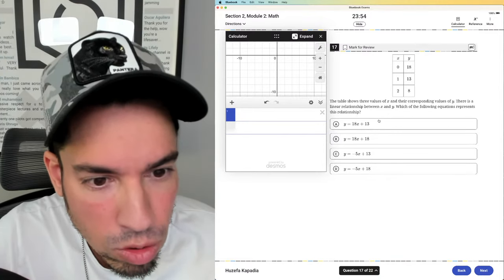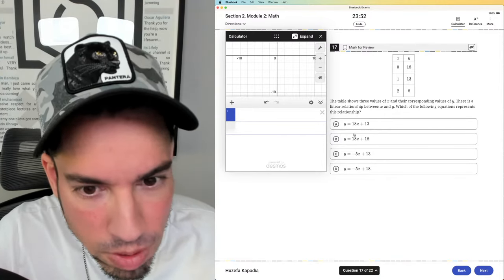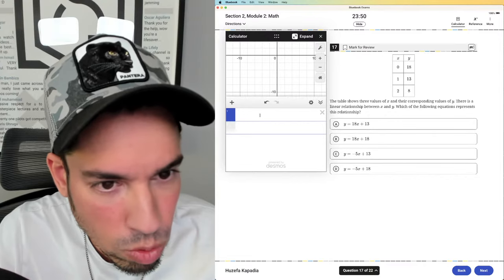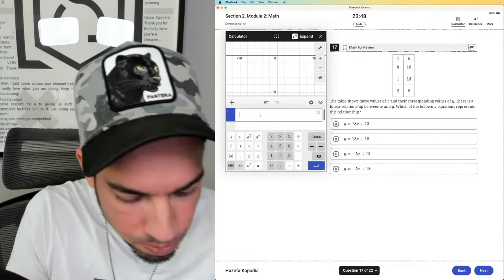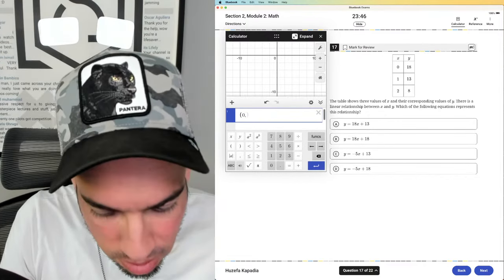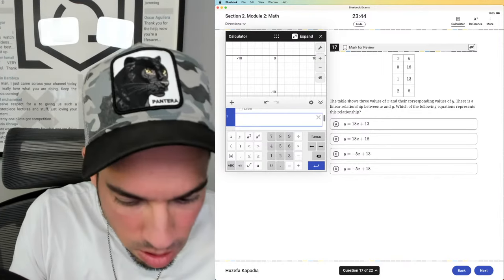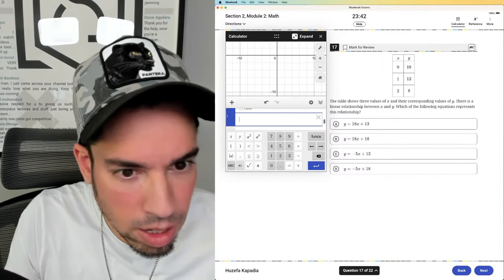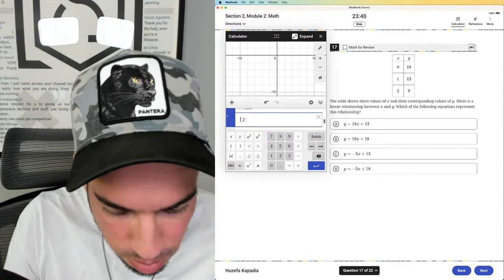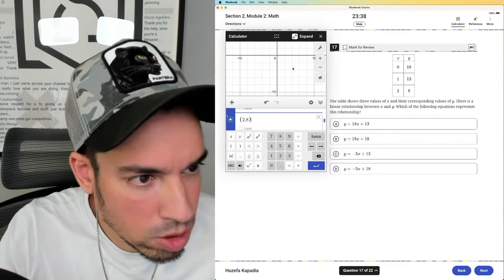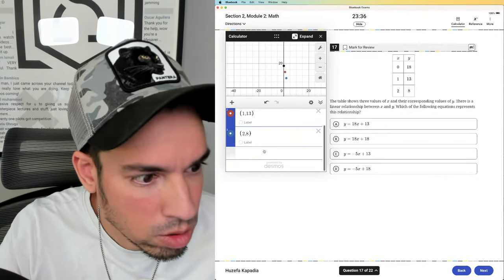Table shows three values of x and the corresponding values of y. Which of the following? Okay, so this, yes, you can use a Desmos equation for sure. And I'll show you how. There's a couple ways to do it. First, I can plot these points. Boom. 1, 13, and you don't have to plot all of them. You could plot 2 is fine, and then 8. And then we'll see which one of these equations hits all those three points.